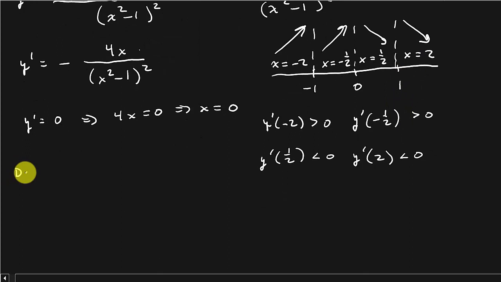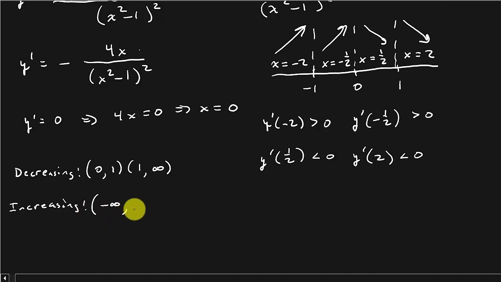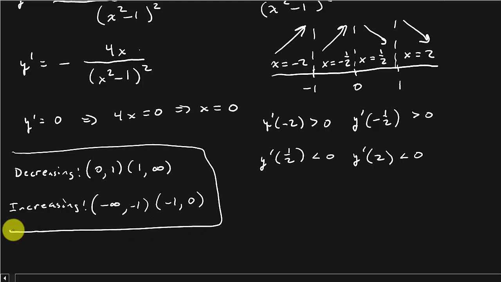And so we have this thing decreasing from 0 to 1 and from 1 to infinity. And go ahead and split these intervals up, because you don't really want to say 0 to infinity, because the function's undefined at 1. And then we've got increasing from negative infinity to -1 and -1 to 0. So there's your increasing and decreasing.